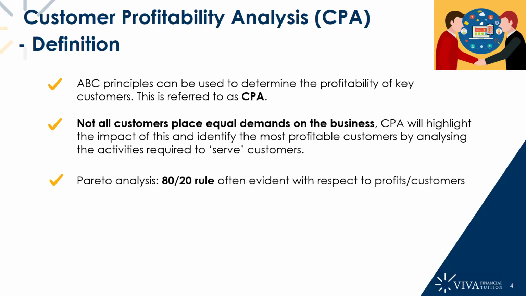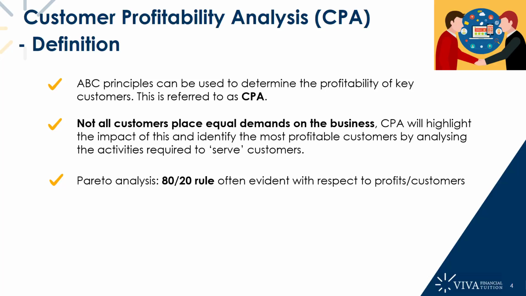Now, you may have come across the concept of Pareto analysis in your previous studies, and it's often referred to as the 80-20 rule. This is often evident when an organization analyzes its customer base. Often what they'll find is that the majority, the 80% if you like, of their profits, in some cases more than this, will be generated by just a small number, i.e. 20% of their customer base. In fact, the other 80% of their customer base maybe only make us marginal profits, but indeed some may be loss-making.